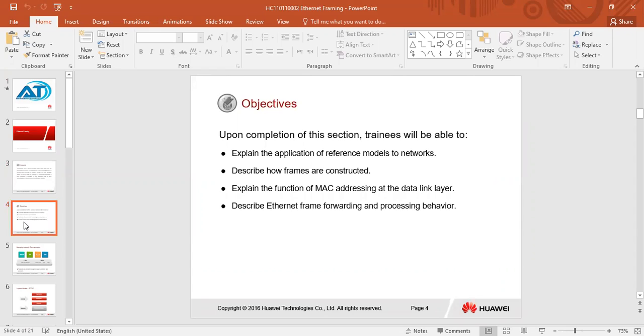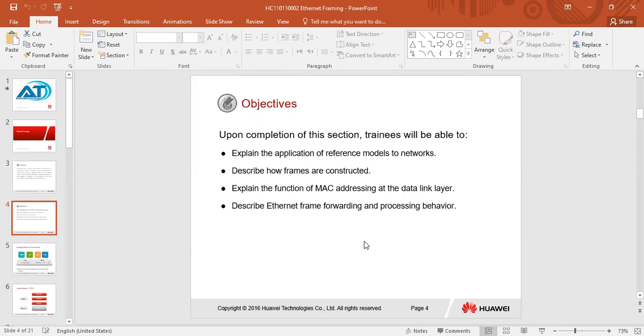What is the objective of this chapter? In this chapter, we will cover the reference models of networks, like the TCP/IP model, the OSI layer, the Novell and IBM models, etc. Second, we will discuss frame construction: how the frames are constructed before sending. And third, we will discuss MAC addressing.